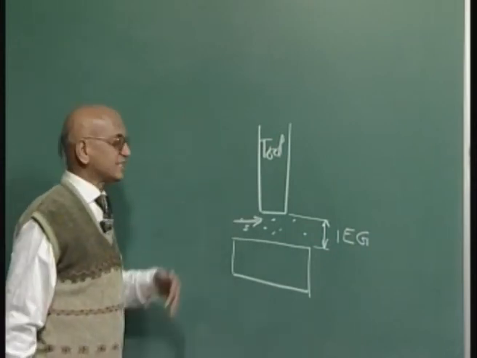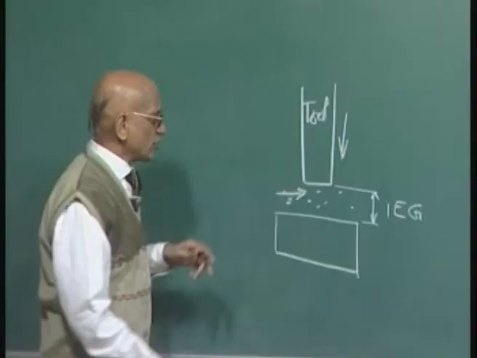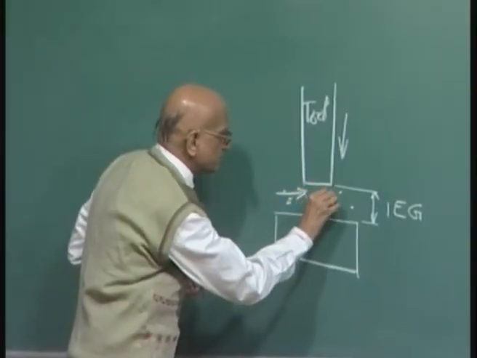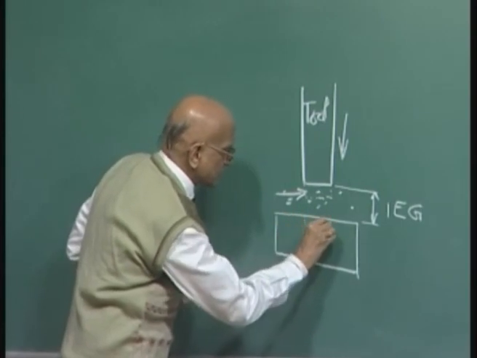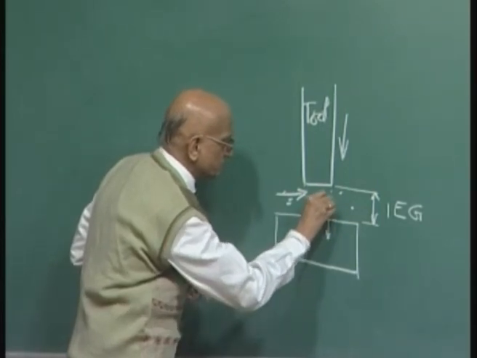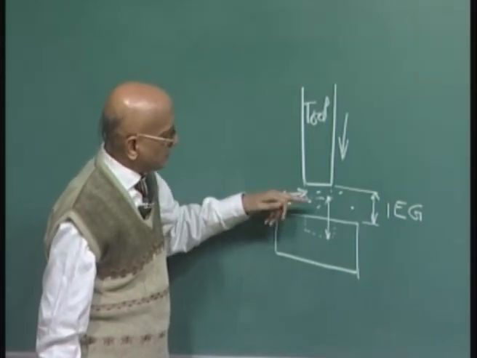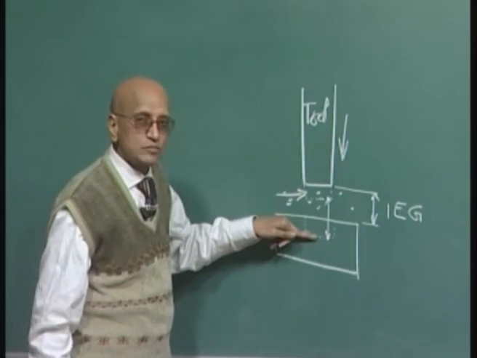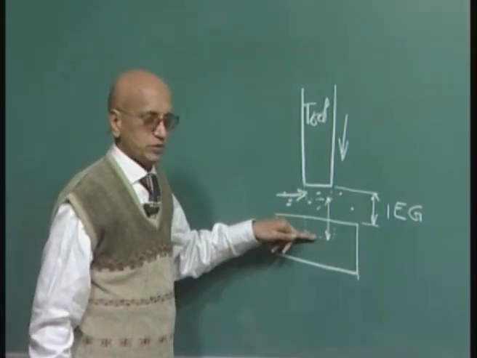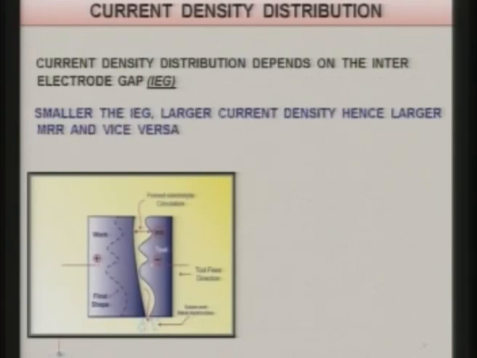But the tool is also being given feed to move towards the workpiece. Suppose the tool comes over here and the workpiece shape is like this, then at this point this will become the inter electrode gap. So, it is really the gap between the bottom face of the tool and top face of the workpiece from where material is being removed. Now, the smaller the inter electrode gap, the larger is the current density, hence the larger the material removal rate, and vice versa.